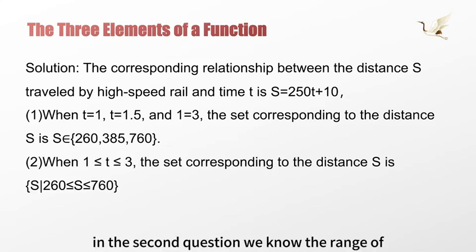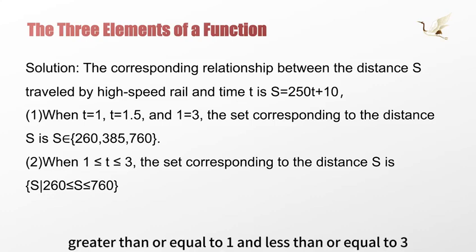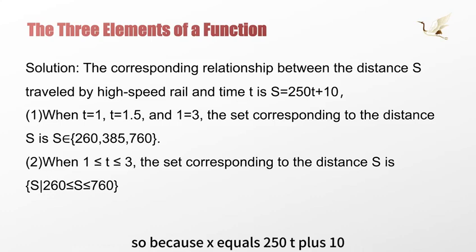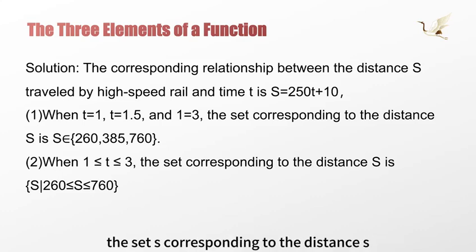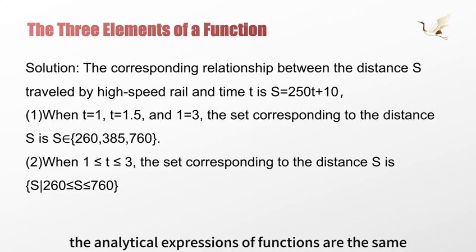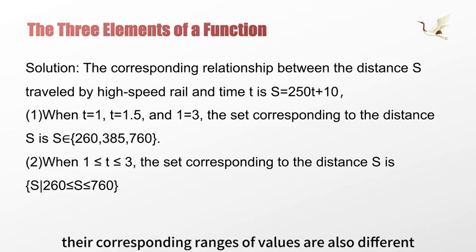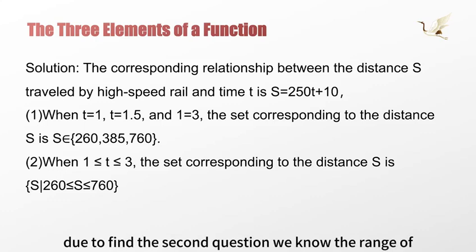In the second question, we know the range of t, greater than or equal to 1 and less than or equal to 3. So, because s equals 250t plus 10 is a linear function that we learned in junior high school, when the coefficient of t is positive, it represents an upward straight line, so we only need to input t equals 1 and t equals 3 into the function's analytical formula to obtain it. The set of the distance s is greater than or equal to 260 and less than or equal to 760. From this question, we know that although the analytical expressions of functions are the same, their corresponding ranges of values are also different due to the different domains.